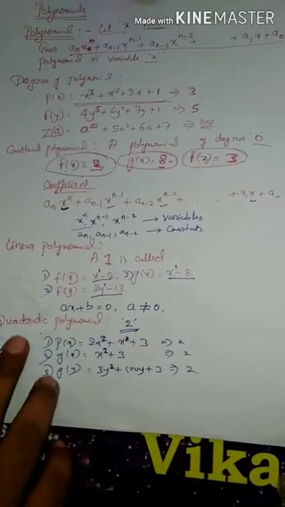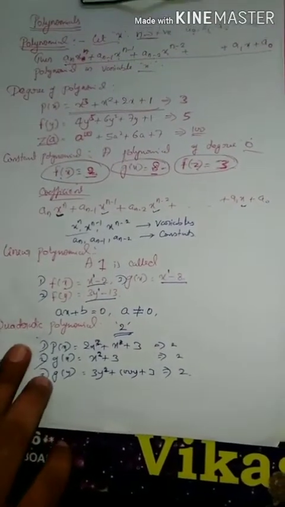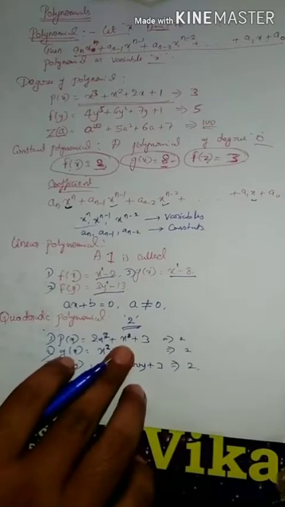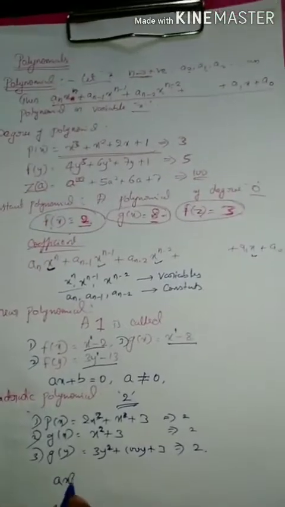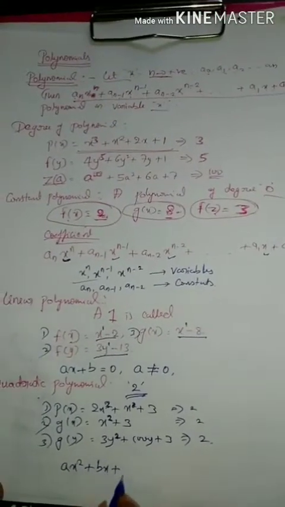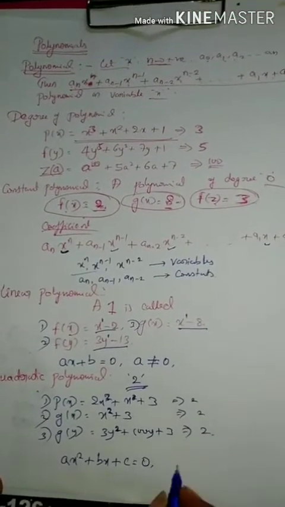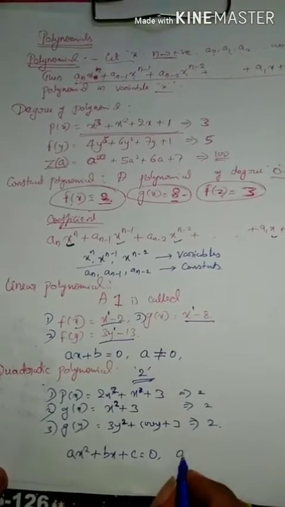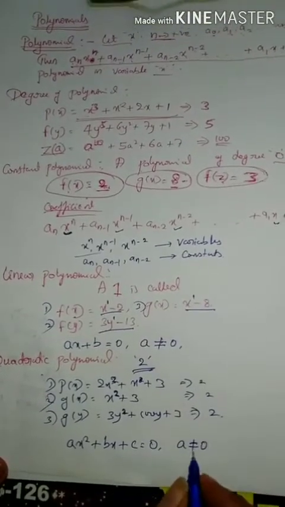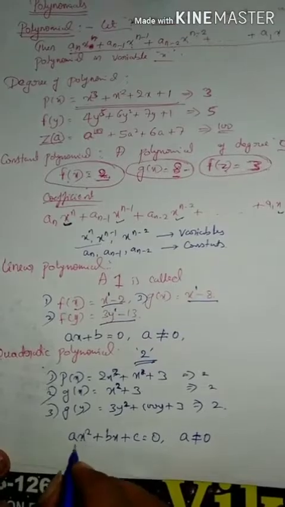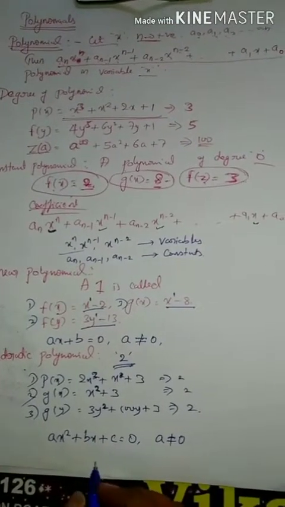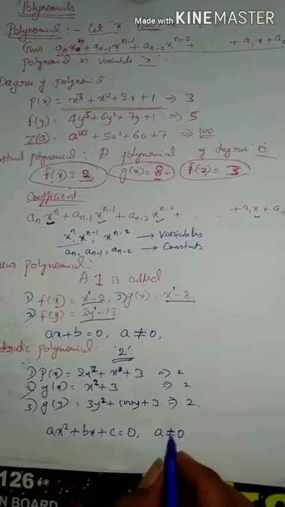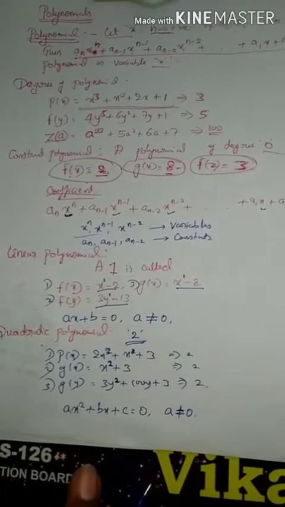So the definition of quadratic polynomial is: a polynomial of degree 2 is known as a quadratic polynomial, and the general form of a quadratic polynomial is ax square plus bx plus c is equal to 0. Here also one condition is there, a is not equal to 0. If a becomes 0, this polynomial also becomes a linear polynomial. Therefore, a is not equal to 0 is the condition.